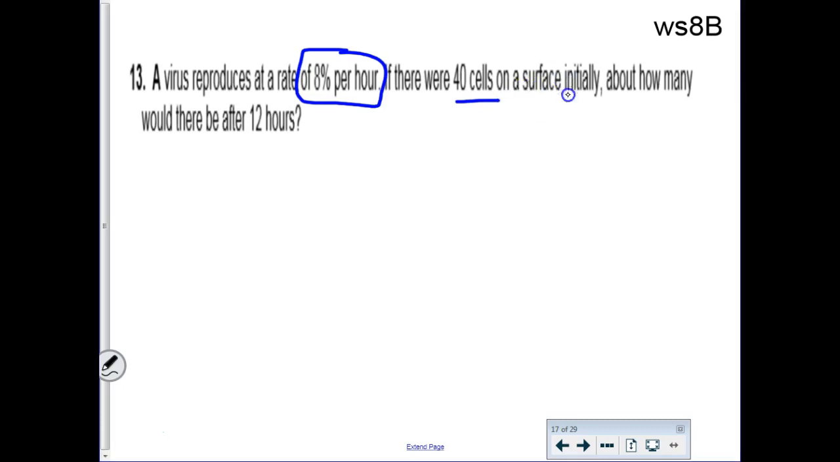But if you stop and think about what initially means, to me, initially means the 0th term. So I'm going to call this the 0th term. If you decided to call it the first term, then we're going to have a little bit of a different setup, but our final answer is going to be the same. I suggest on the story problems to go back to your root nature of how we did these problems back in Algebra 2. Call it the 0th term. So after 12 hours, and we're reproducing at a rate of 8% per hour, we start with 40 cells.